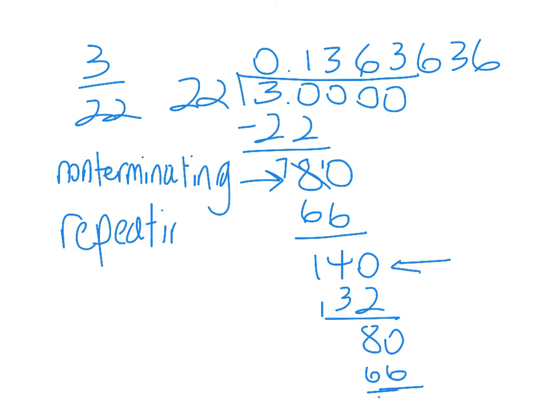So we need to write it with a vinculum or in bar notation. 0.136, and what repeats? Just the 3 and 6. So make sure your vinculum covers only the 3 and the 6. And with a 1, that can be pretty difficult, so maybe make sure that your 1 is big enough. But the 1 is not part of the part that repeats.